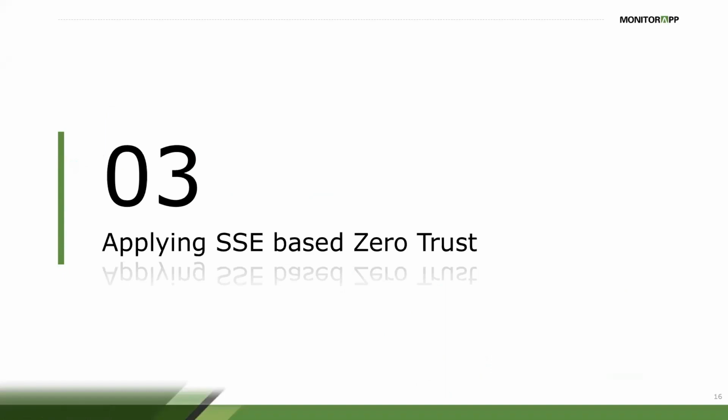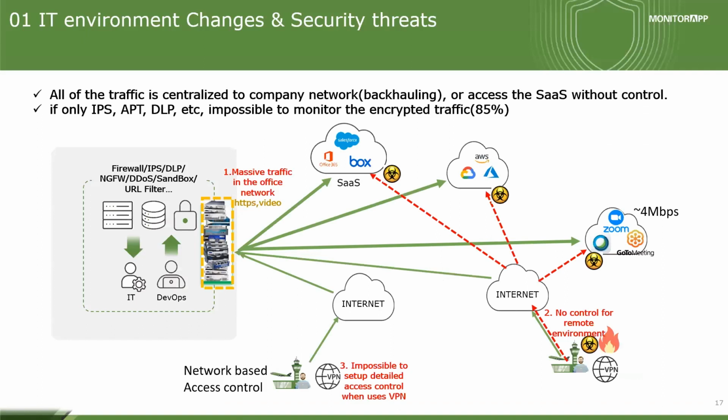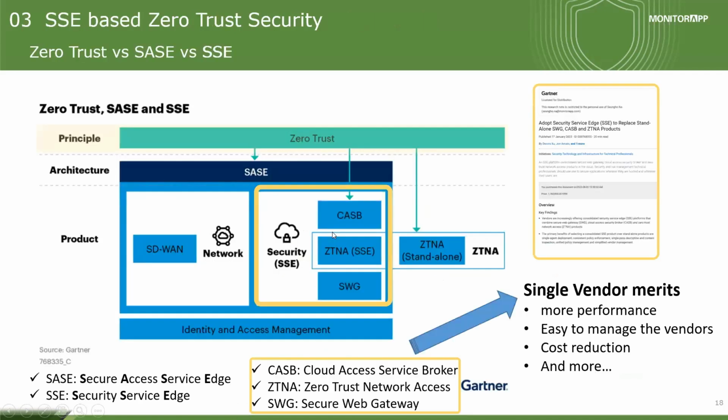So let's look at how to apply the SSE-based Zero Trust. We already discussed the current issues of the IT environment. As I mentioned, we have three critical security issues in the current IT environment. Then, how do we improve the IT environment and fix these three critical issues?